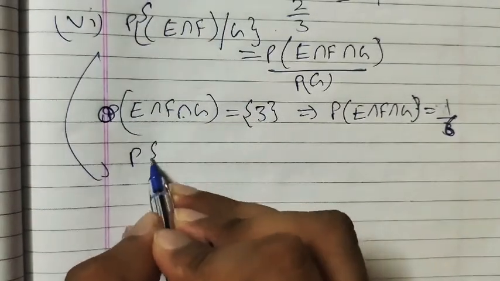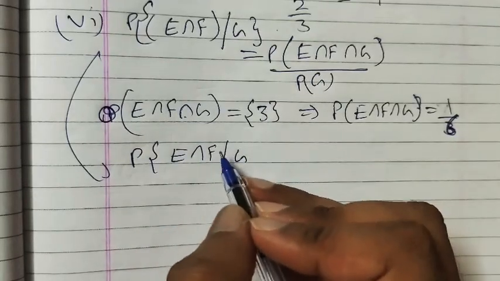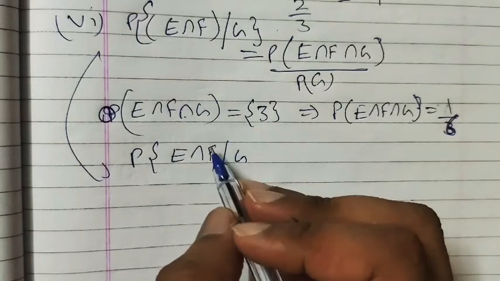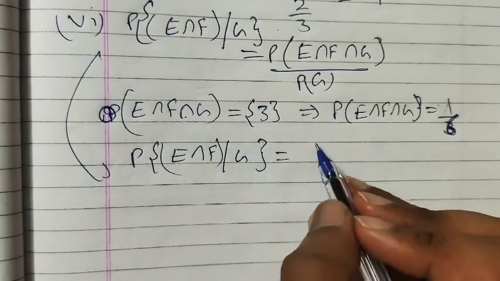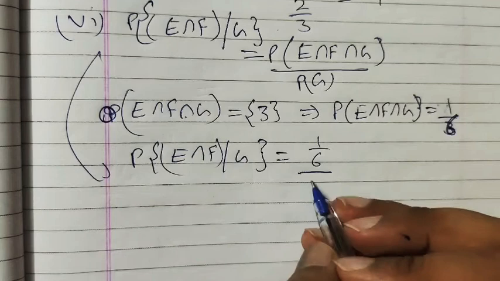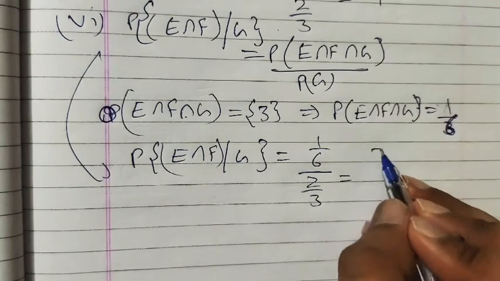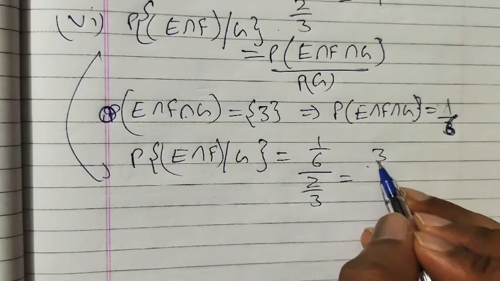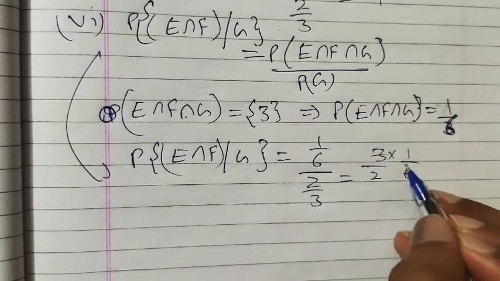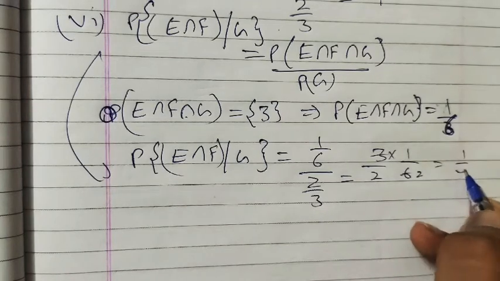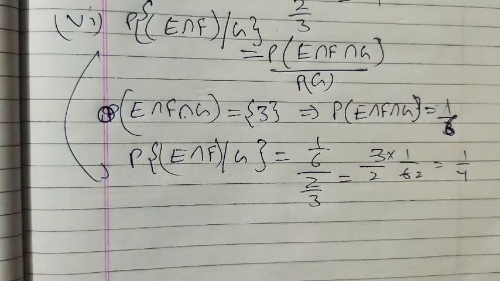Now putting these values into this formula. Probability of E intersection F given G will be 1 by 6 upon probability of G, which is 2 by 3. So this is 3 upon 2 multiplied by 1 upon 6, which is 1 by 4. So the answer is 1 by 4. So this was question number 10.